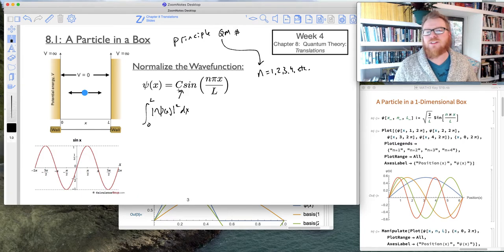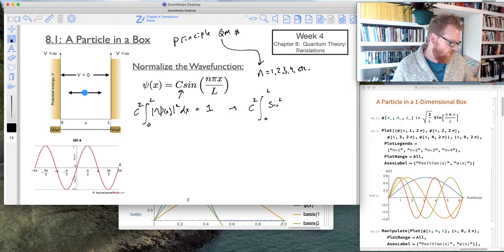And then I'm just going to keep using the same letter just to not confuse it. So we know that's going to be c squared in front, and that all equals 1, all right? So now plugging all of this in, I'm going to have c squared times the integral from 0 to L. And we can just make this sine squared, okay, square modulus. So that's going to be sine squared of n pi x divided by L dx, all equal to 1.